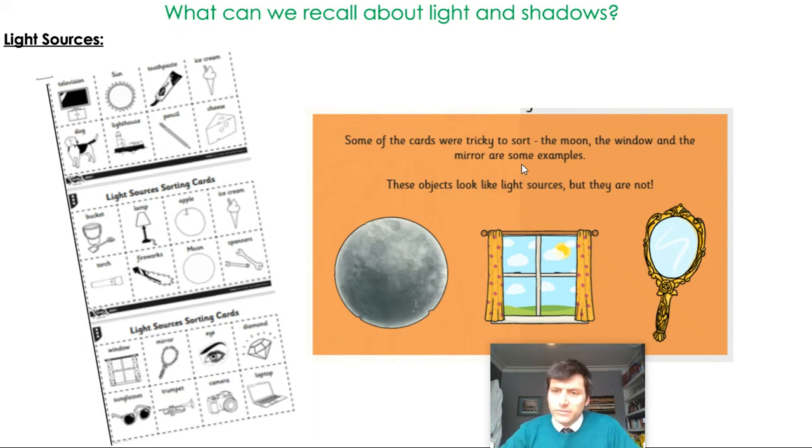Now, the window doesn't actually make its own light. Unless you put a light on the window, it's not a light source. The light is the sun or the street light outside. And again, the mirror is like the moon, it's reflecting the light, it's not making its own light. So those three are actually a little bit confusing because we sometimes think that they are light sources, but they're not. They're either using the reflections of light or the light is coming in through them.